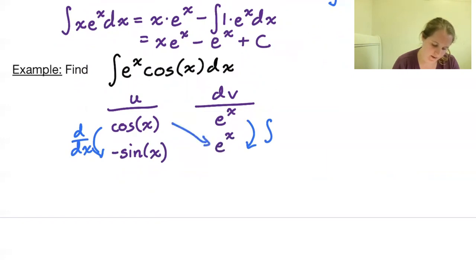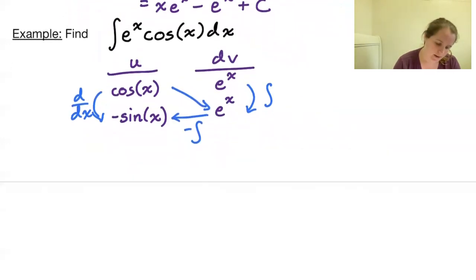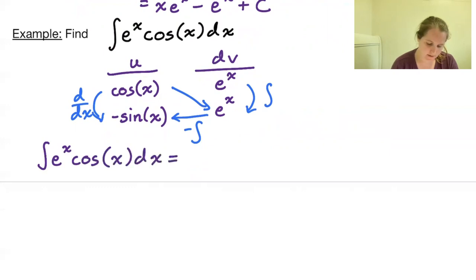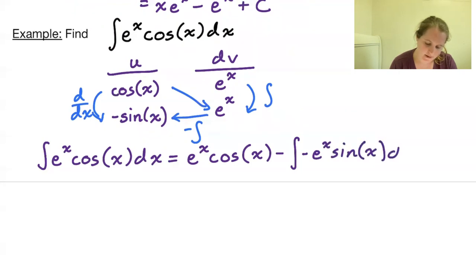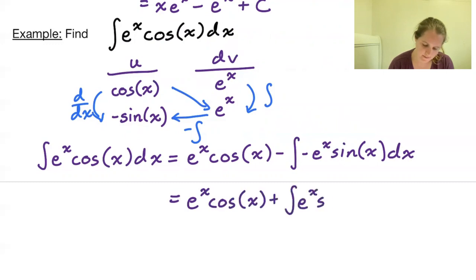And then we're going to multiply on the diagonal and subtract the integral of the product here. So we have the integral of e to the x cosine of x dx is equal to e to the x cosine x. And then we will subtract the integral of negative e to the x sine of x dx. Once again, it's not an integral, I know. I'm going to just quickly rewrite this as e to the x cosine x plus the integral of e to the x sine x.